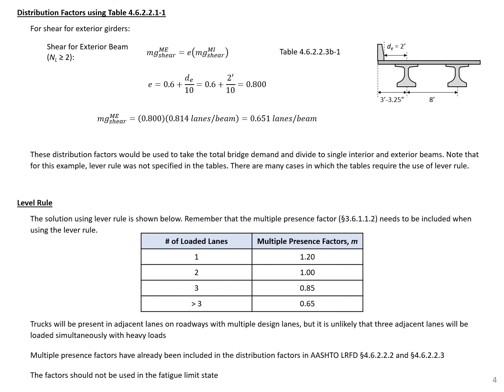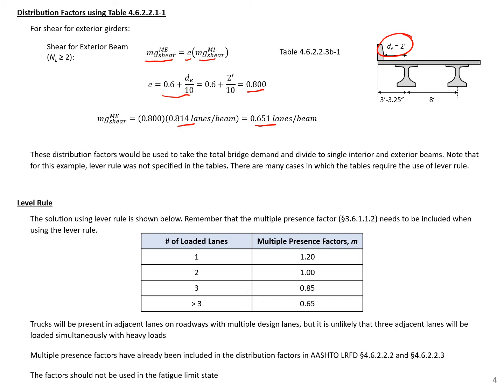Next, we can find the distribution factor for the shear of our exterior girders. So here, our distribution factor for shear of exterior girder is again dependent on an E times the distribution factor for the interior girder for shear. So our E we can find using this equation, and our D sub E defined the same way, and we'll get our E to be equal to 0.8. So taking 0.8 times our shear distribution factor from before will give us a distribution factor for our exterior girders of 0.651 lanes per beam.